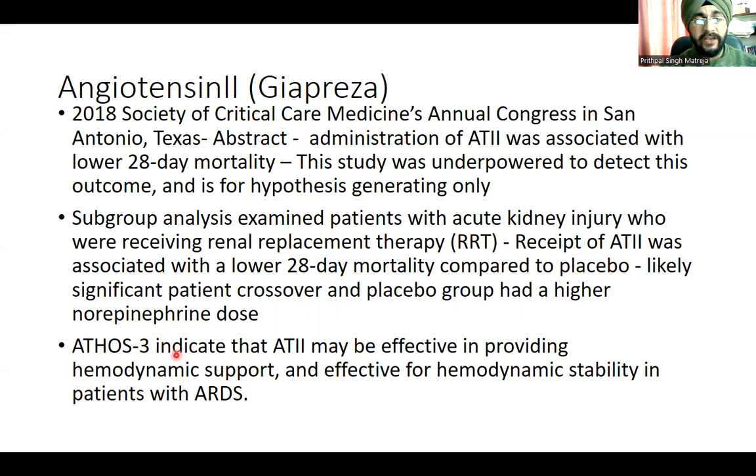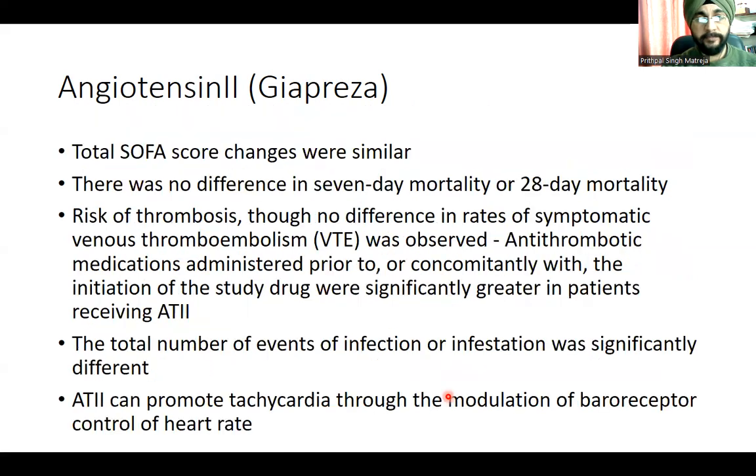But what ATHOS-3 indicates is that angiotensin 2 could be effective in providing hemodynamic support, and specifically hemodynamic stability in patients who had acute respiratory distress syndrome, as angiotensin is majorly synthesized in the lungs.